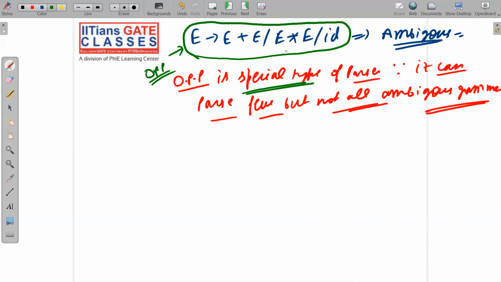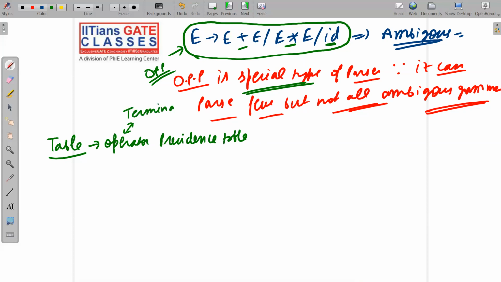So let me start, and I'm constructing the table first. So how to construct the table? Actually, this table is known as the operator precedence table. How will we construct it? We will see the operators here: plus, star and ID. Operator means terminals only. You can consider operators as terminals. All the terminals will become operators. So plus, star and ID, and we will consider one extra terminal, that is dollar, which represents the end of the string.